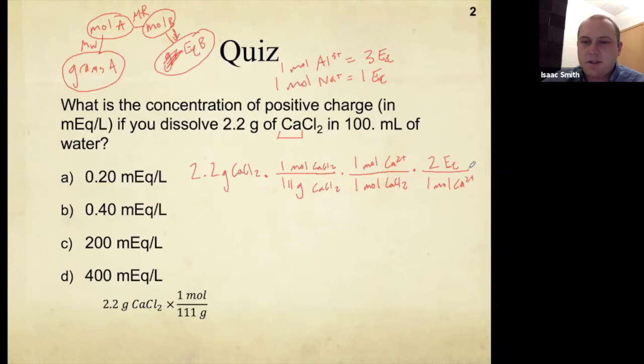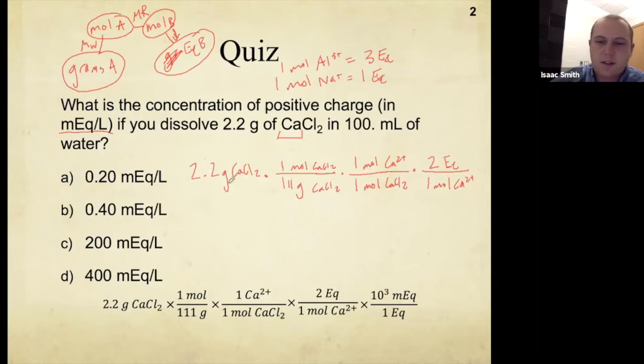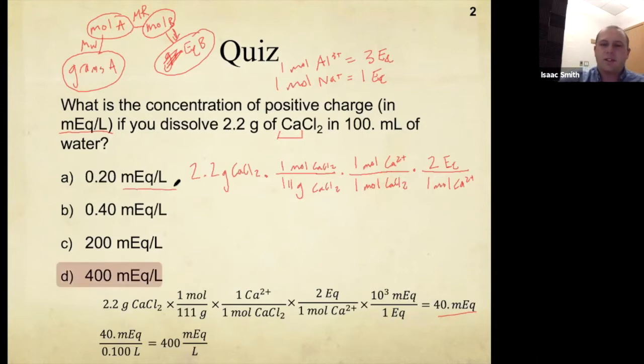Okay, so then that gives us the equivalents, right? And then all we need to do to get to the final answer is convert equivalents to milliequivalents, and then divide by the total volume that we have to get to this final unit. So here is where I basically took you. Then you convert from equivalents to milliequivalents: 40 milliequivalents. And then you divide by the volume in liters, because that's the units that we have. And we get 400 milliequivalents per liter. Okay. All right, moving on.